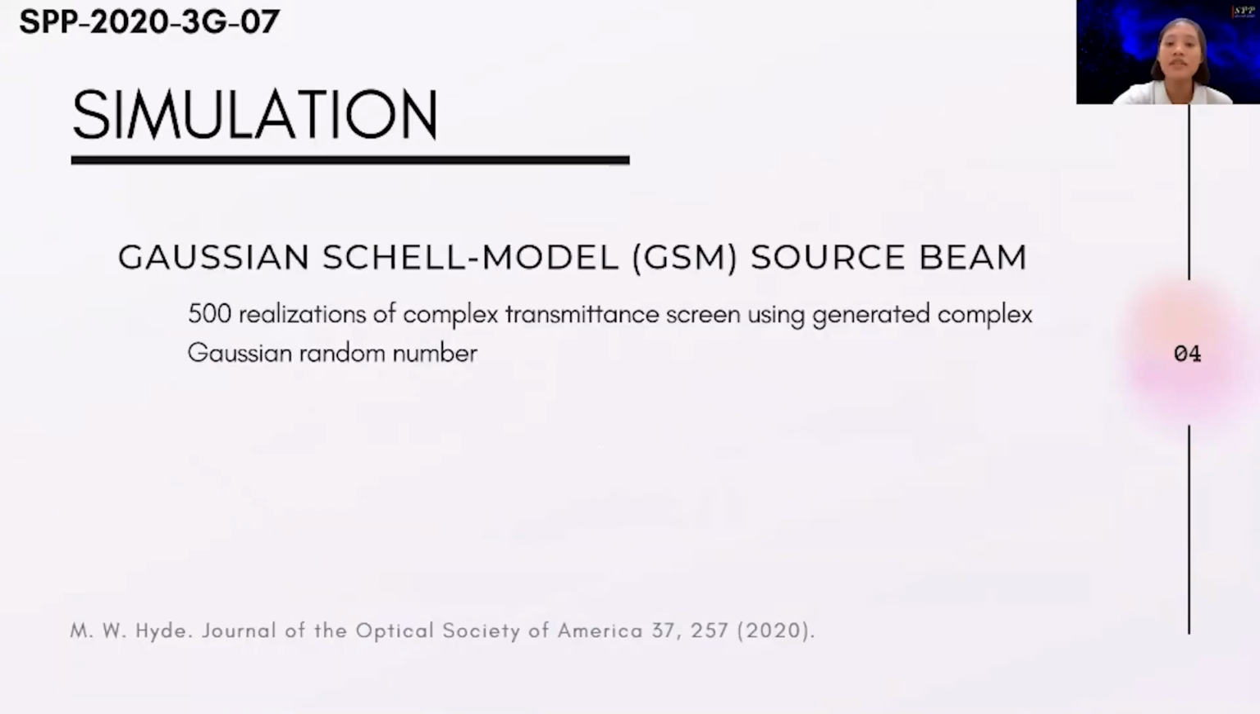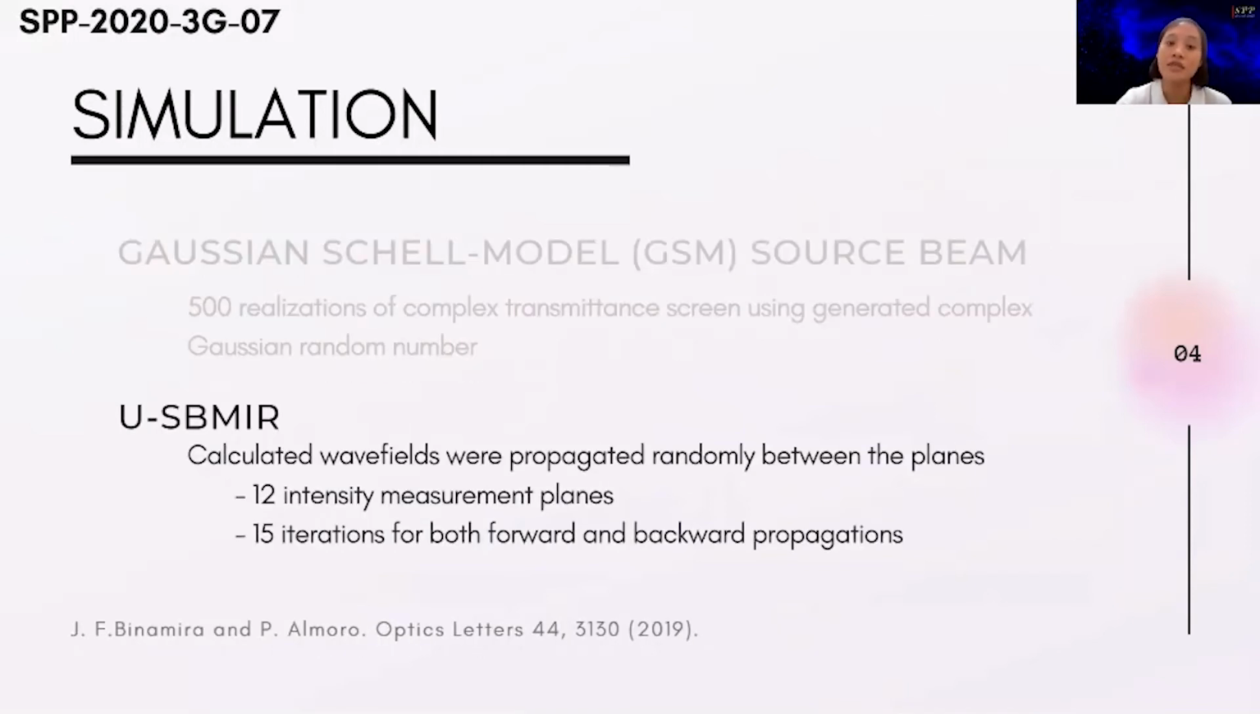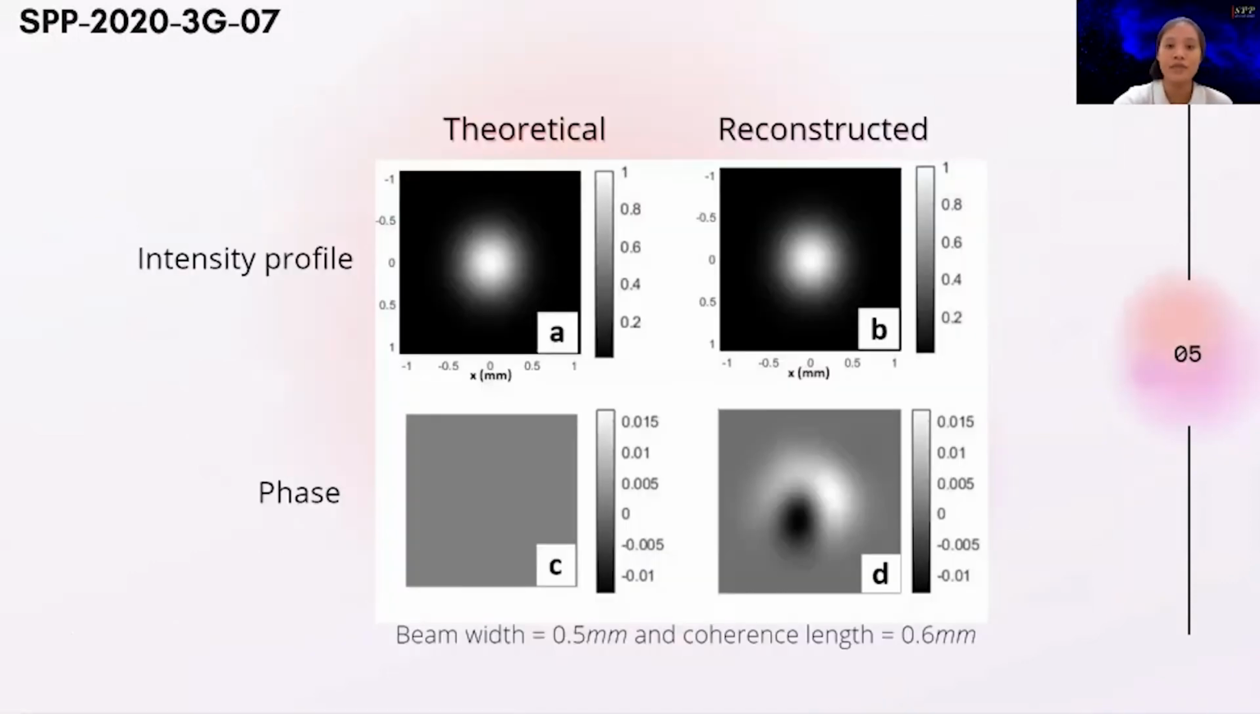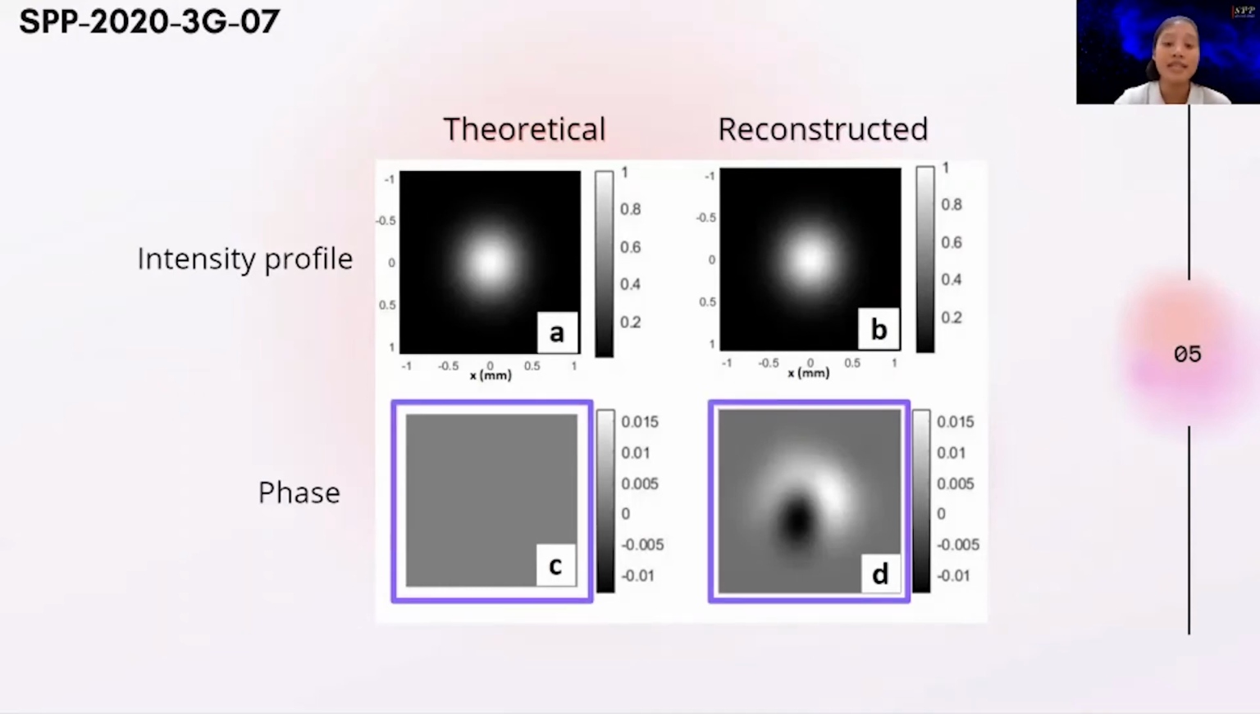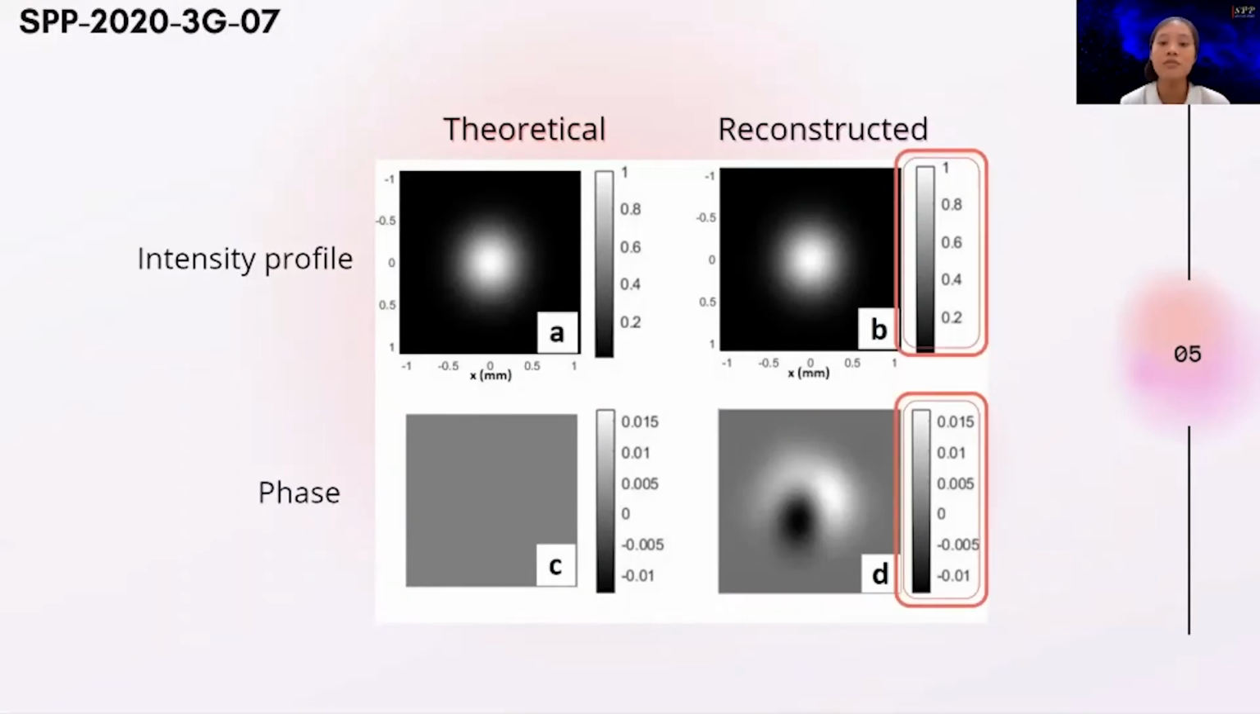We used 500 realizations of complex transmittance screen made by complex Gaussian random numbers for the GSM beam as the partially coherent type. Subsequently, we used an ordered SP mirror to retrieve the phase from 12 different recorded intensities. The figures show the generated GSM beam using 0.5 mm beam width and 0.6 mm coherence length. Although we can see the differences of the phases in figures C and D, this would be negligible if we compare the values from the color bars.